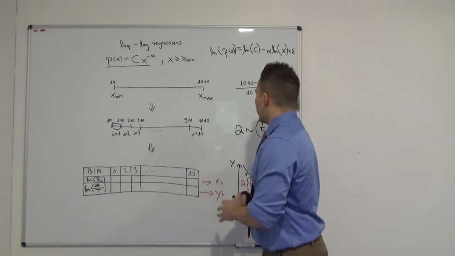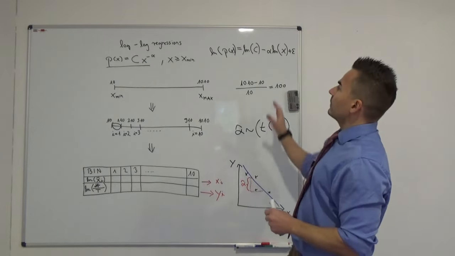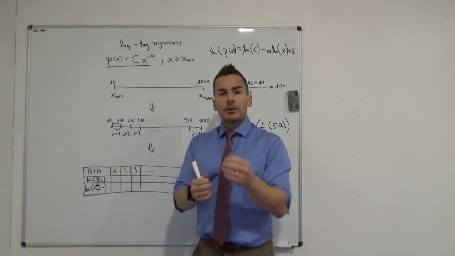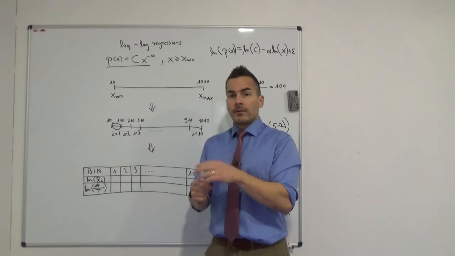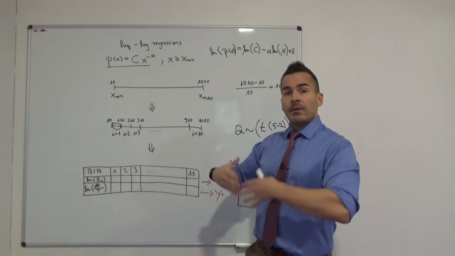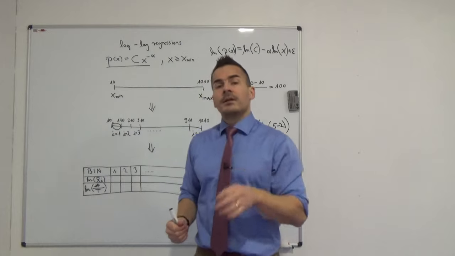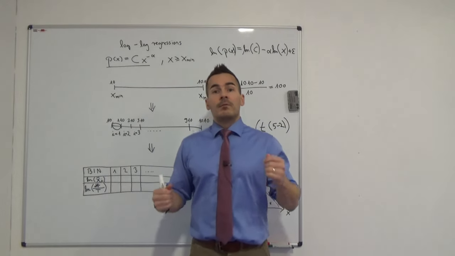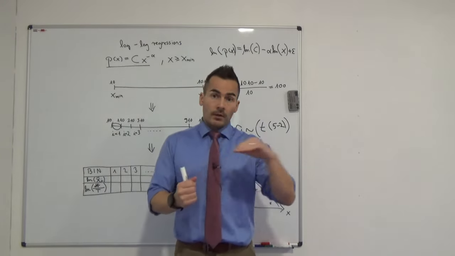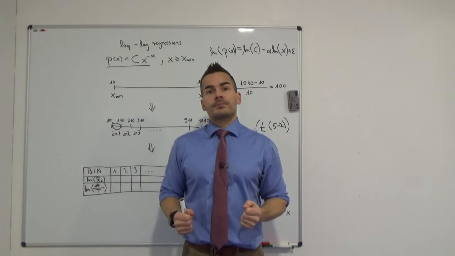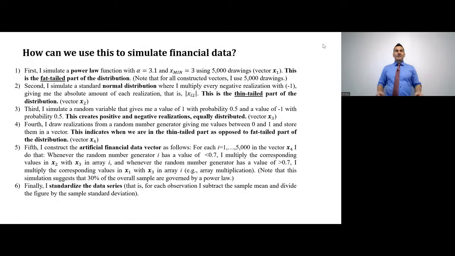And once we have estimated the alpha hat using the log-log regression framework, we can match the corresponding power law exponent using the Hill plot, and so we can easily choose or select the corresponding x minimum value for which the power law process is defined. The question arises, how can we use this to simulate financial data?